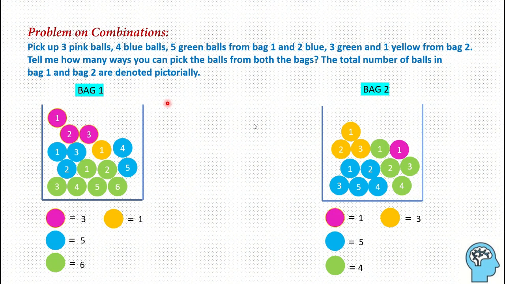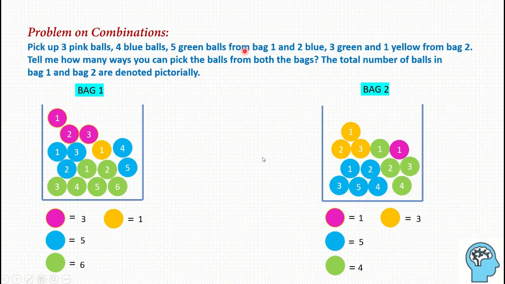Let's look at a simple problem on combinations. Let me read out the problem statement to you. Pick up 3 pink balls, 4 blue balls, 5 green balls from bag 1 and 2 blue, 3 green and 1 yellow from bag 2. How many ways can you pick the balls from both the bags?